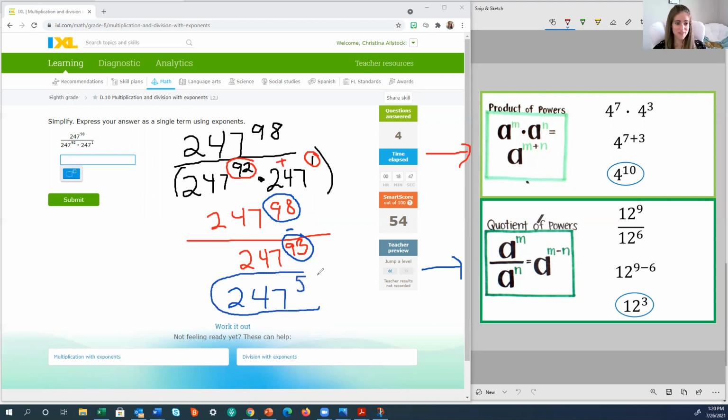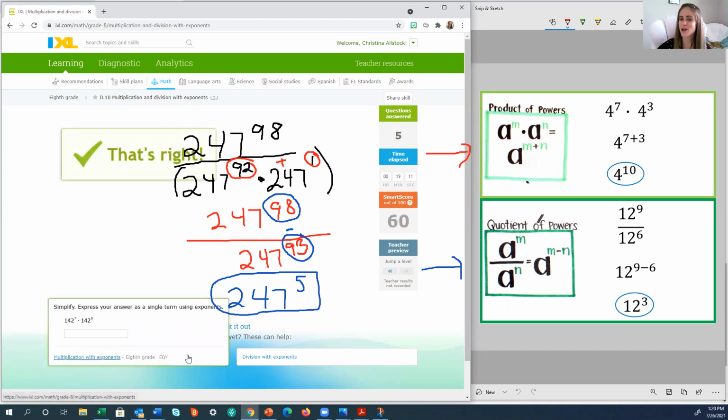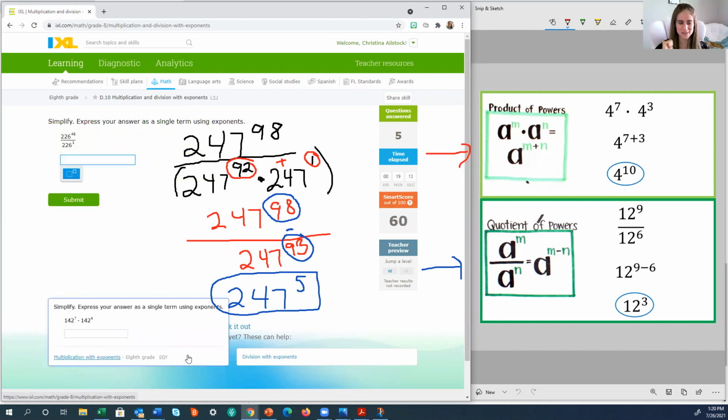And we are finished. We have our answer in single term exponents. Woo woo. So it looked really complicated, but it was just combining the two properties. We needed to do product of powers first, then we could do quotient of powers, and we're finished. But we gotta make sure we're correct before we hit enter. And we got the nice little that's right.